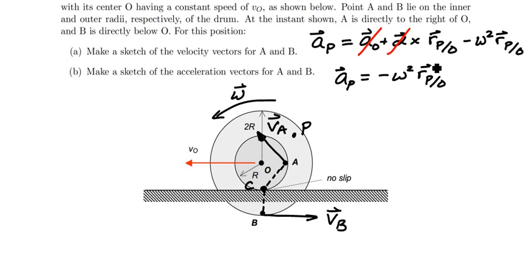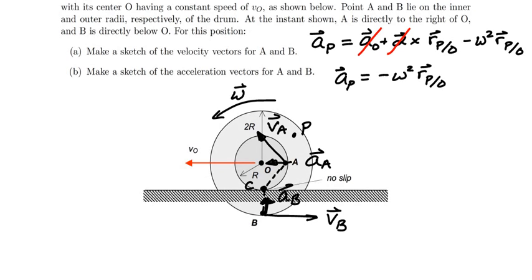In other words, if I want to find the acceleration at any point on this object, wherever I choose to place P, it's simply going to be a vector that points towards the center of the object. So if I want to sketch an acceleration vector at point A, I know it's going to point right towards point O and have magnitude minus omega squared times little r. Likewise, if I want to find the acceleration vector for point B, I know it has to point towards O, and it's going to have a magnitude which is minus omega squared times 2r.